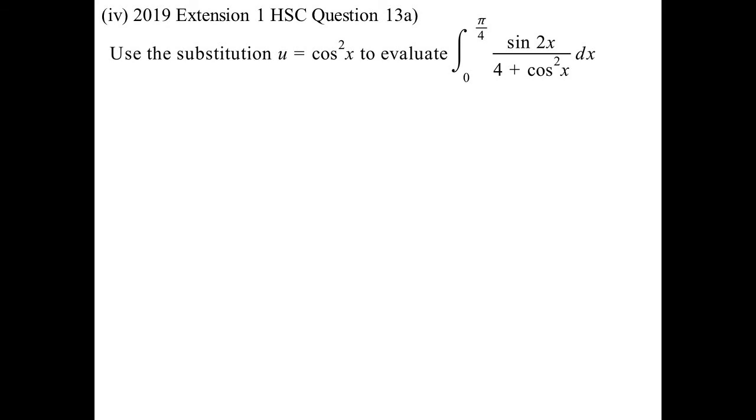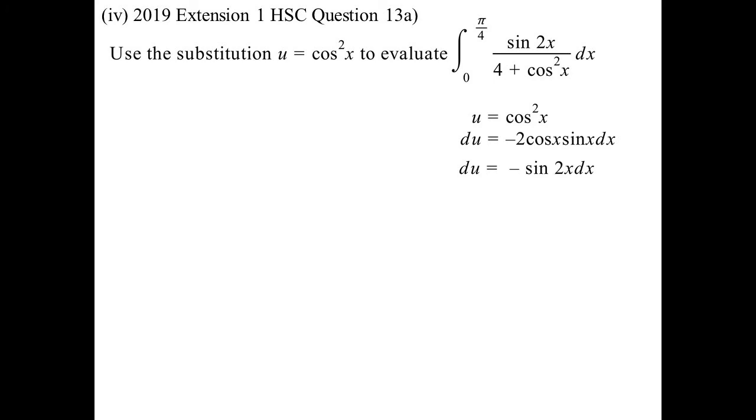Okay, use the substitution u equals cos squared x. Maybe that one's not immediately obvious either, but it's going to be one of the trig ones you would imagine. So u equals cos squared x. Oh, this one, by the way, comes from 2019. Differentiate: bring down the power, lower the power, diff the inside, we get minus sine x. So minus 2 cos x sine x.